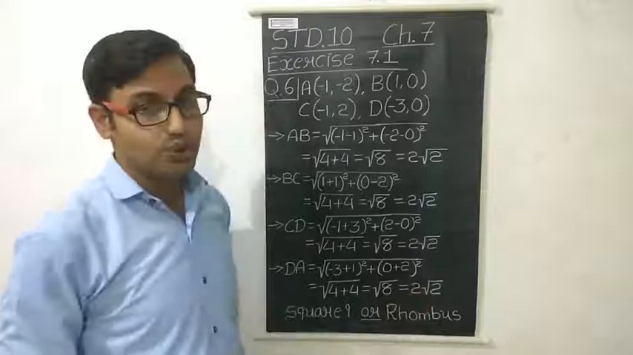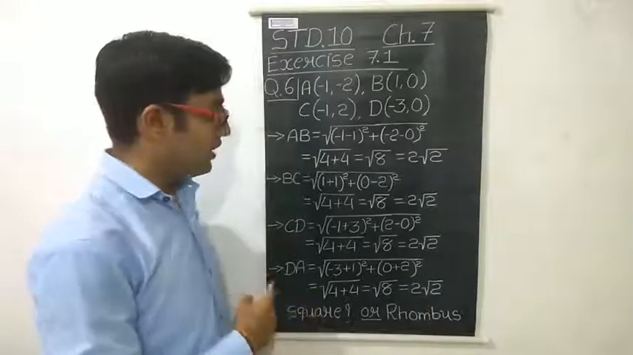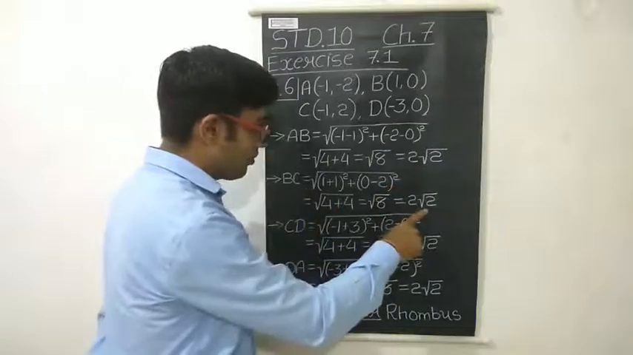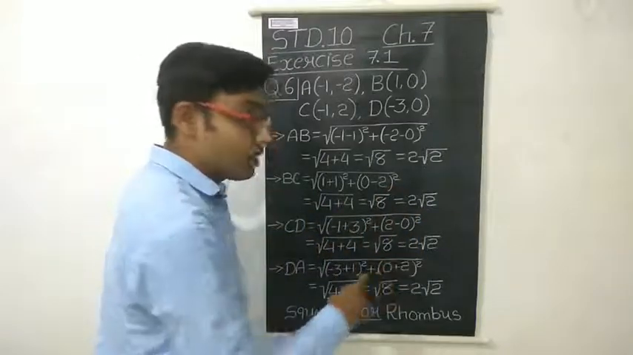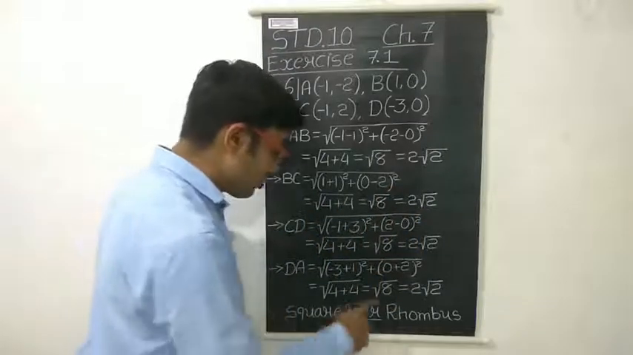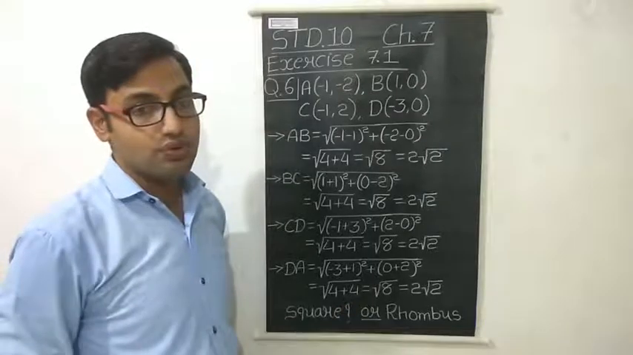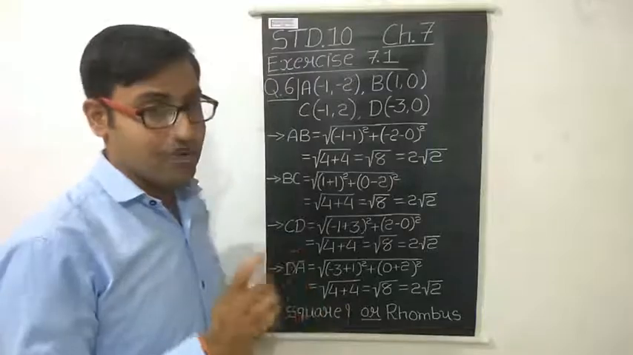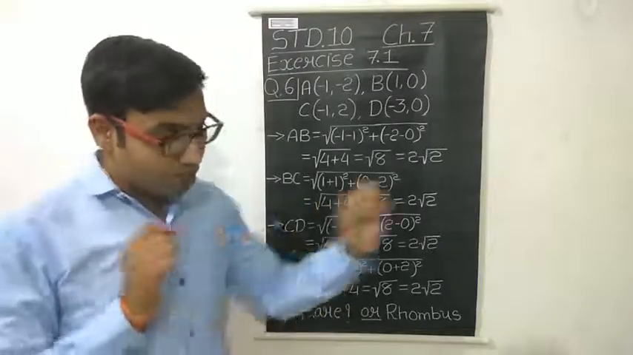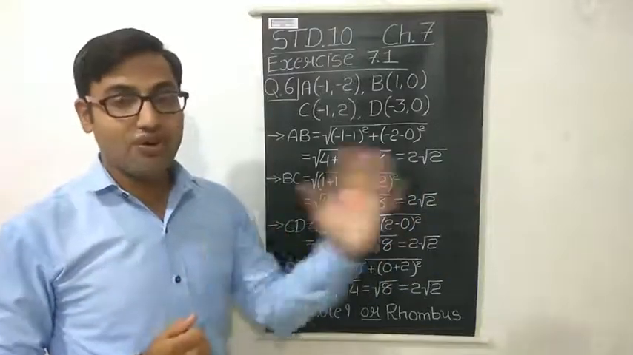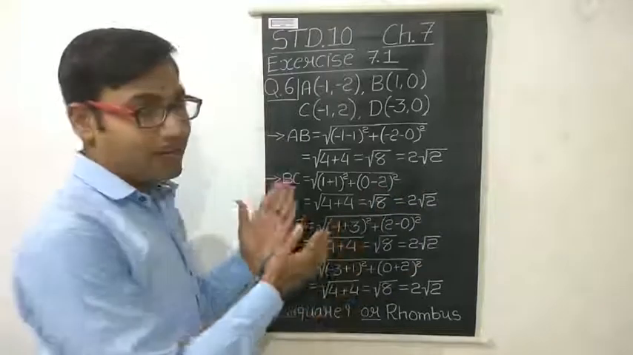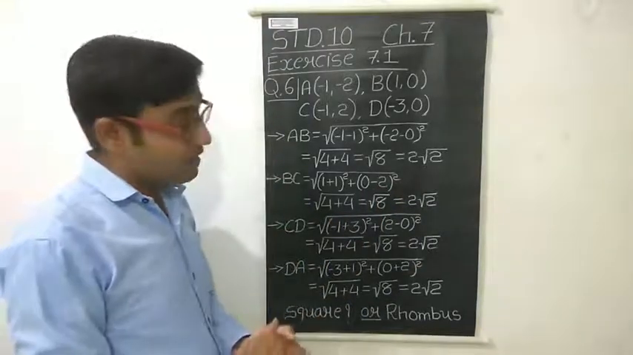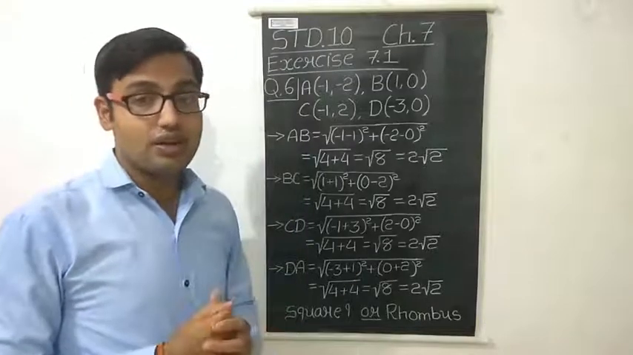So did you notice one thing? AB is equal to 2 root 2, BC is also equal to 2 root 2, CD is also equal to 2 root 2, and DA is also equal to 2 root 2. So one thing is clear here, that all the distances are equal. That means all the 4 points are not on the same line. They are not collinear. They are forming a quadrilateral. So which quadrilateral has all the 4 sides equal?